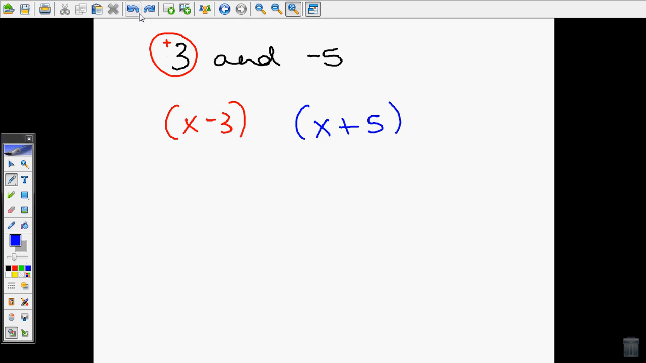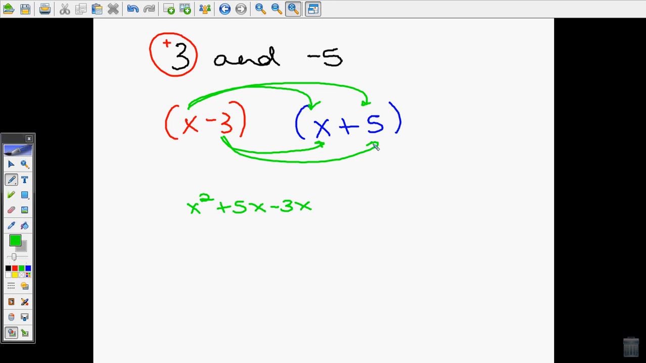But I'm not done because I'm asking for the equation. So what we're going to want to do now is actually multiply them out. So x times x is x squared. X times positive 5 is positive 5x. Negative 3 times x is negative 3x. And negative 3 times 5 is negative 15. I am going to combine like terms. So I have positive 5x minus 3x. So this gives us x squared plus 2x minus 15.